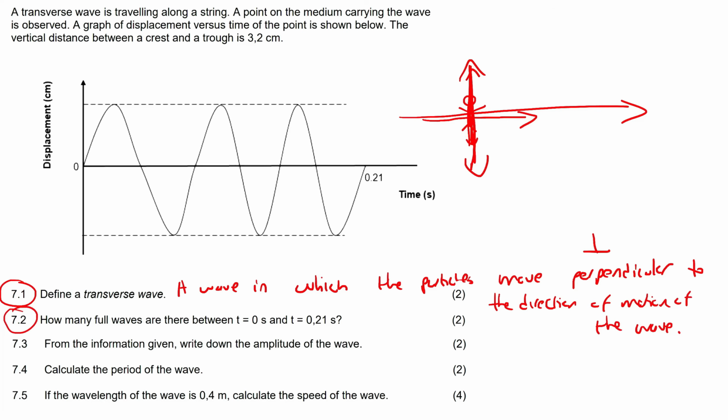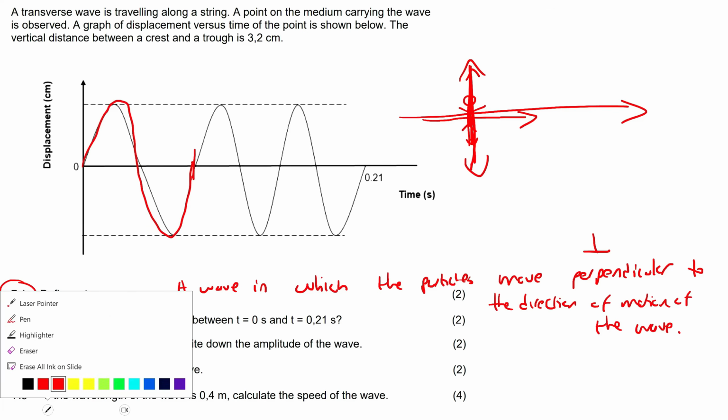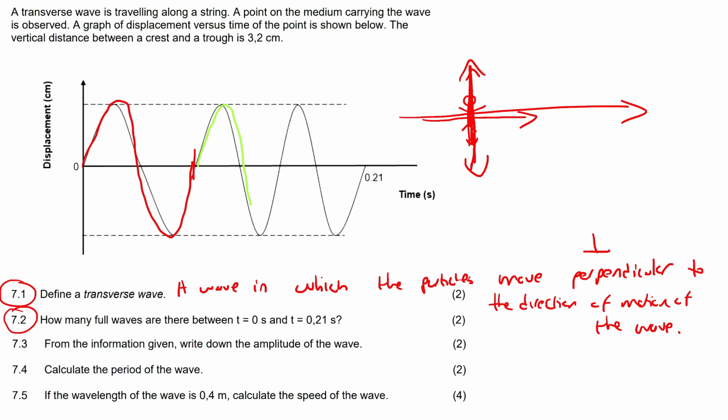This one says, how many full waves are there between 0 and 0.21? Okay, so remember, let's go. That is one wave, okay? So you mustn't say that is one wave. A wave has to have the up part and the down part. So that is one. Then let's do another one. So here comes the next one. 2. And then let's do another one. Well, let's do that a bit better. 3. So there are 3 waves.